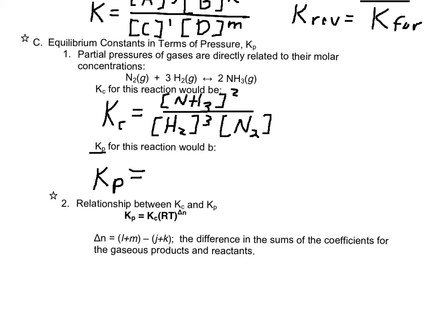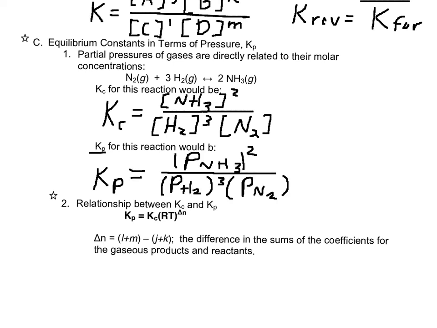This is going to look a little different. When writing an expression for Kp, you use partial pressures instead of concentration. So I would do the partial pressure of NH3 squared over the partial pressure of H2 cubed times the partial pressure of N2. You use parentheses instead of brackets. You use P's instead of concentrations. So when you are asked to write the equilibrium expression for a Kp value, keep in mind the differences between that and a regular K value.